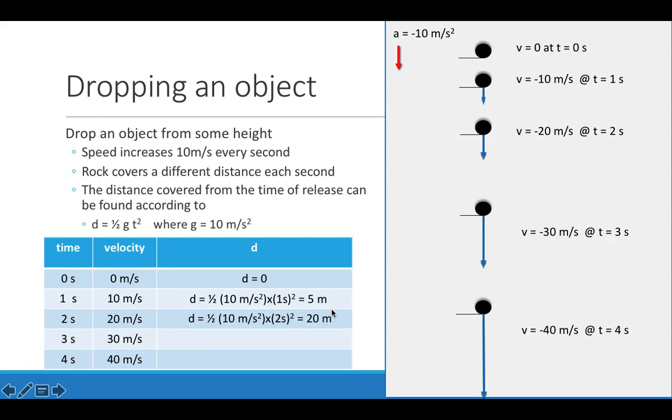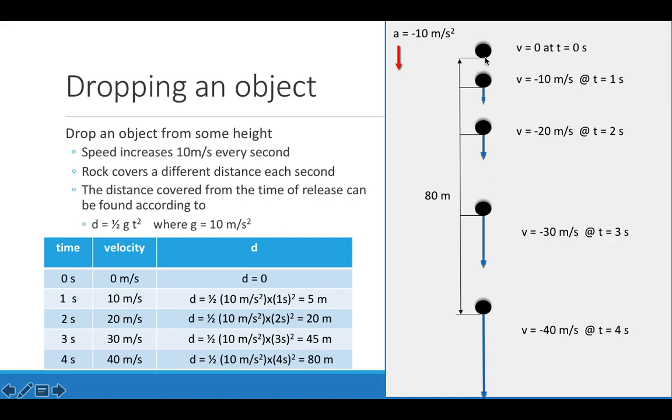We can do the same thing after 2 seconds. So if we go back to the starting position, we ask how far from this starting position the object ends up after 2 seconds. 1/2 gravity, 10, times 2 seconds squared is 20 meters. So that means that the object has fallen 20 meters from the starting point after 2 seconds. And we can keep going with that, right? So after 3 seconds, the distance is 1/2 times 10 times 3 squared, which is 45 meters. So between the top and after 3 seconds, the object has fallen 45 meters. And then finally, after 4 seconds, it falls 80 meters, and we could keep going with that.